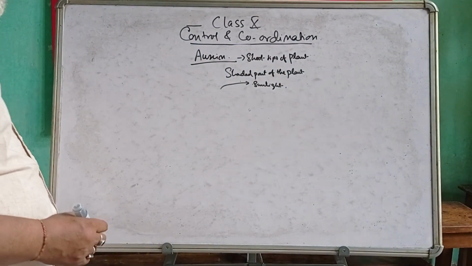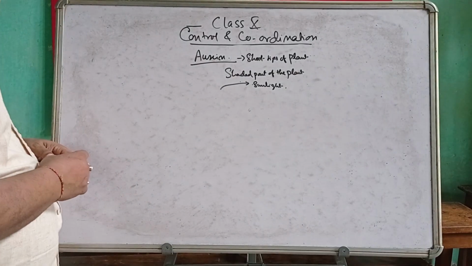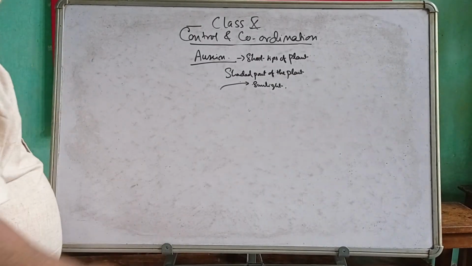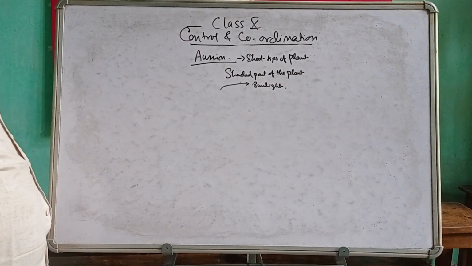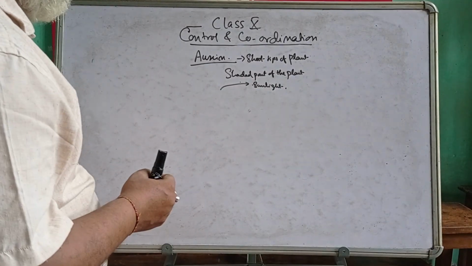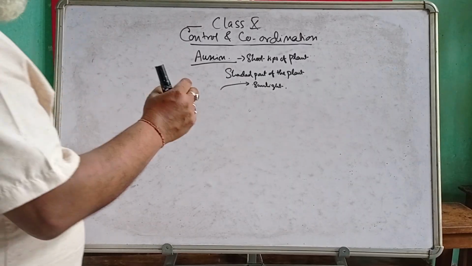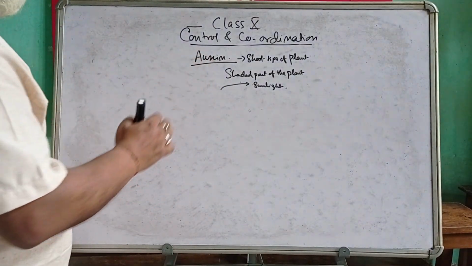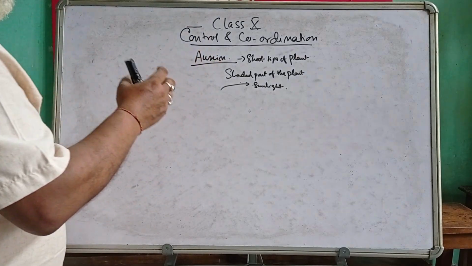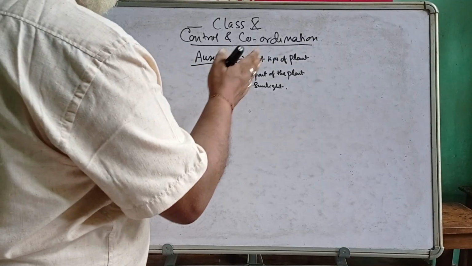Similarly, there are other plant hormones, that is cytokinins, gibberellins, abscisic acid; they perform different types of work. But I have selected auxin because it is interesting. Auxin helps in growth, and it is formed at the shoot tips of the plant. It moves to the shaded part of the plant, and due to the accumulation of auxin, it bends the plant towards the sunlight.